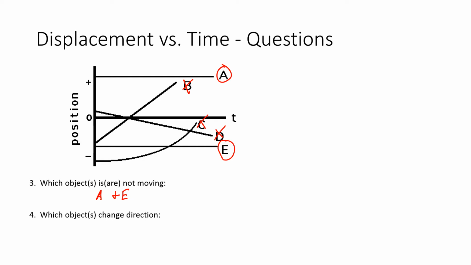And the next question here, which object changes direction? So definitely not A for the change in direction because it's not moving at all. B, slope is constantly positive, so it is not changing direction. C, it continuously moves in the positive direction. The velocity is changing the whole time, but the velocity is always positive, so it is always moving in the positive direction.